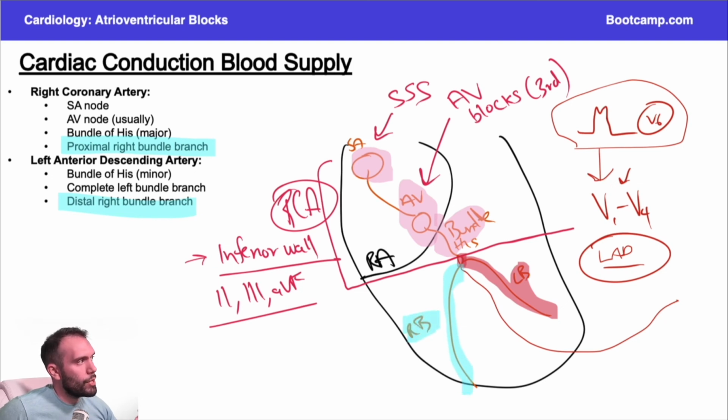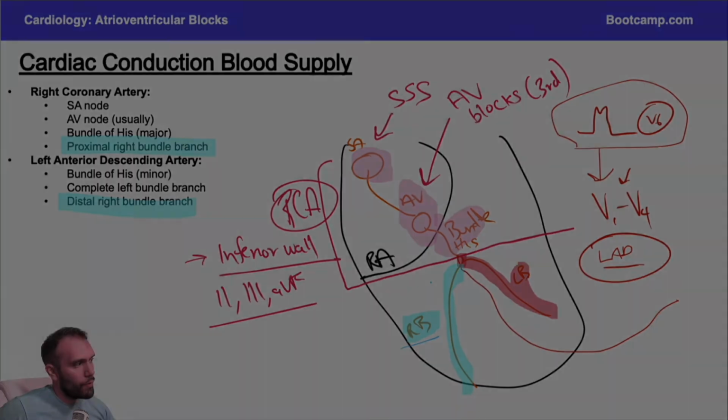Where right bundle branch blocks come up in questions is usually when a patient has some kind of right heart strain. Like I said, the big one is going to be a PE or pulmonary hypertension, but you can also see it with ASDs, VSDs, tetralogy of Fallot. Like I said, those are all very classic too.